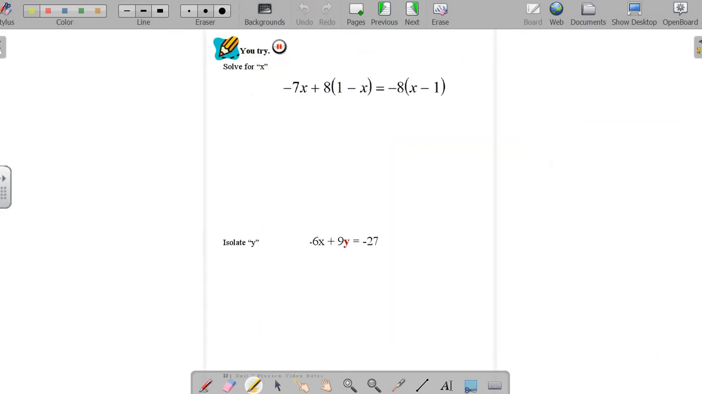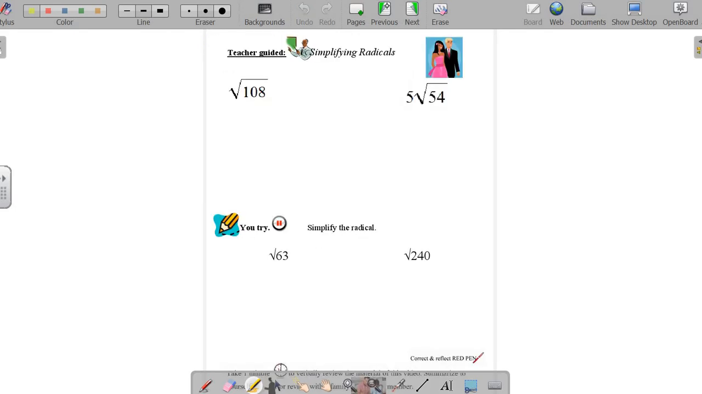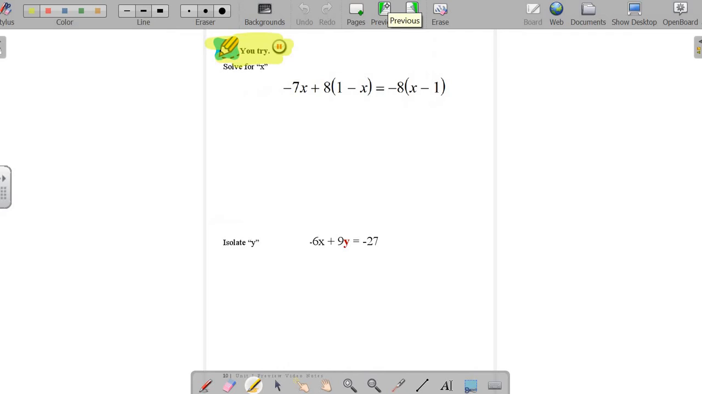Okay, this page, you're going to pause the video and do this page on your own. And then you're going to pick up a red pen to correct your work. Ready? Pause the video now.